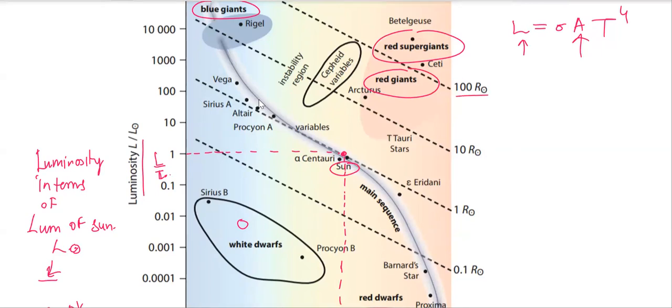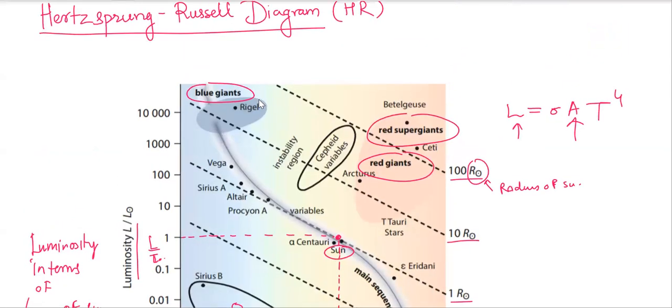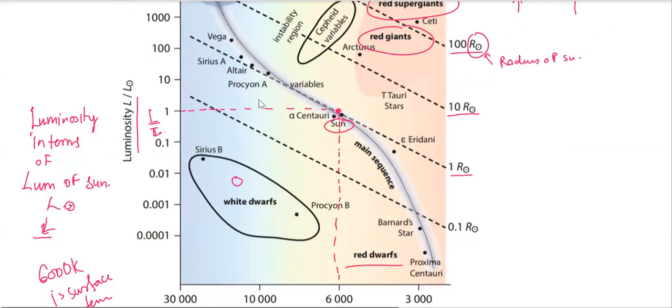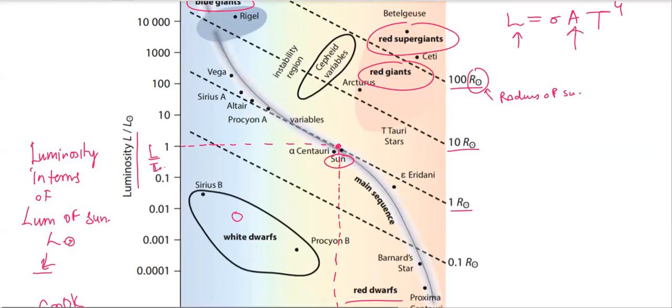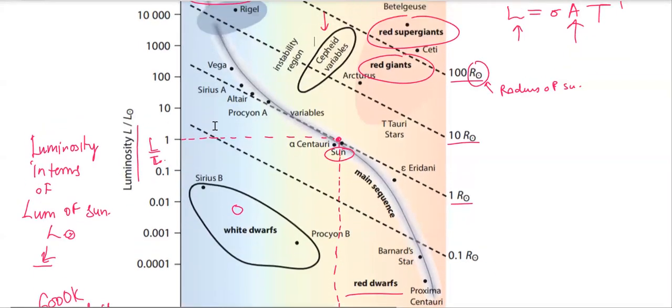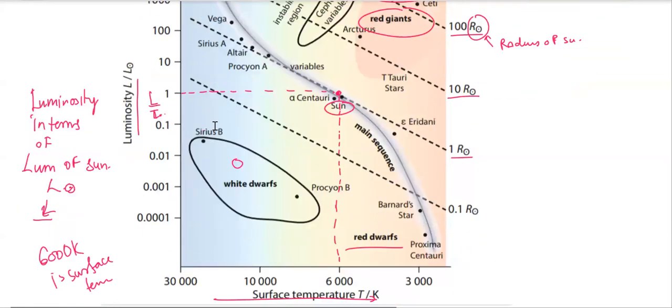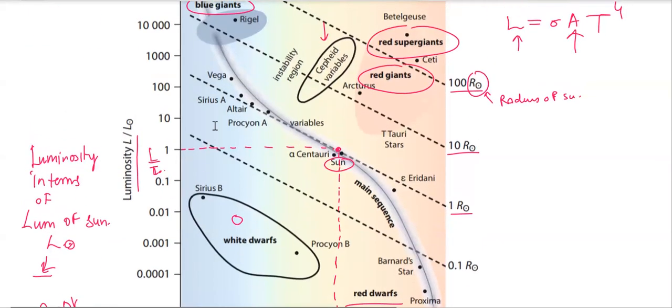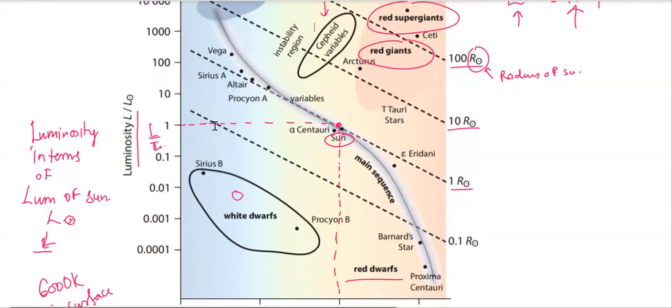You can see different lines of sizes, where this R naught is the radius of our sun. Along that direction it will be 100 times the radius of our sun. You should also remember where the Cepheid variables belong, a little bit above on this side of the spectrum. It is an instability region, and that's the reason why the luminosity of the Cepheid star keeps on changing.